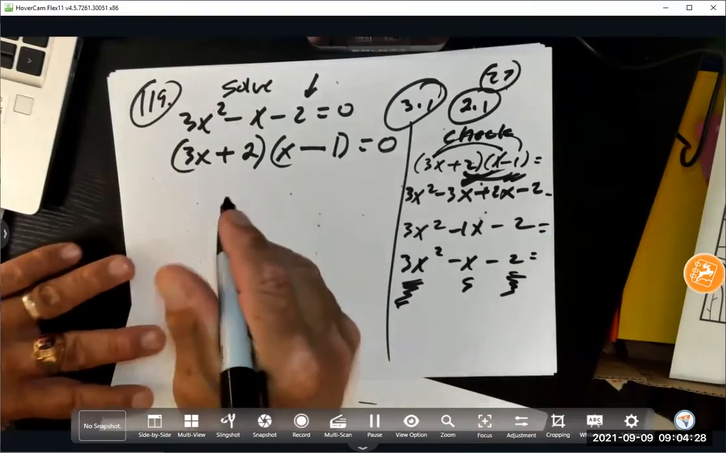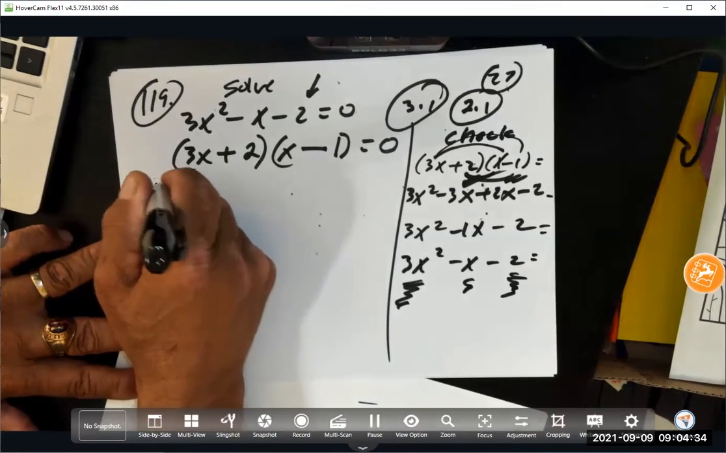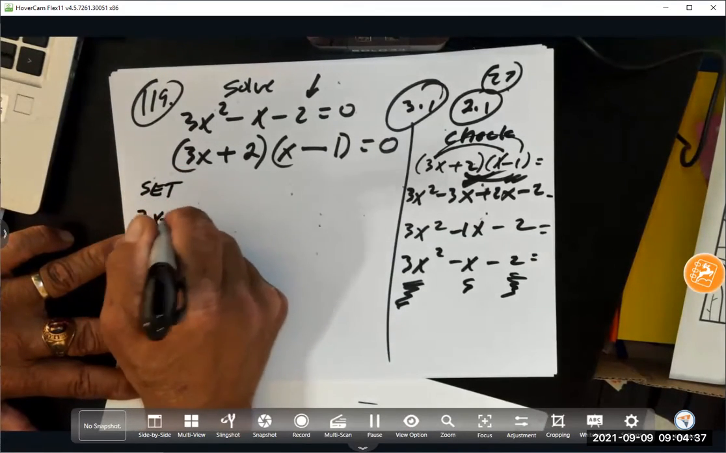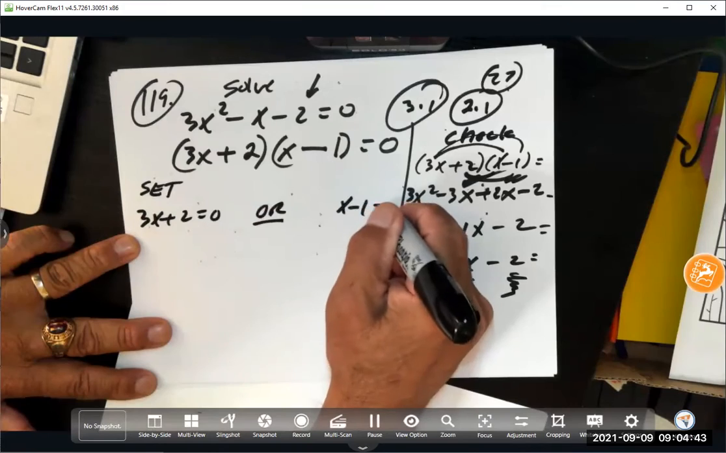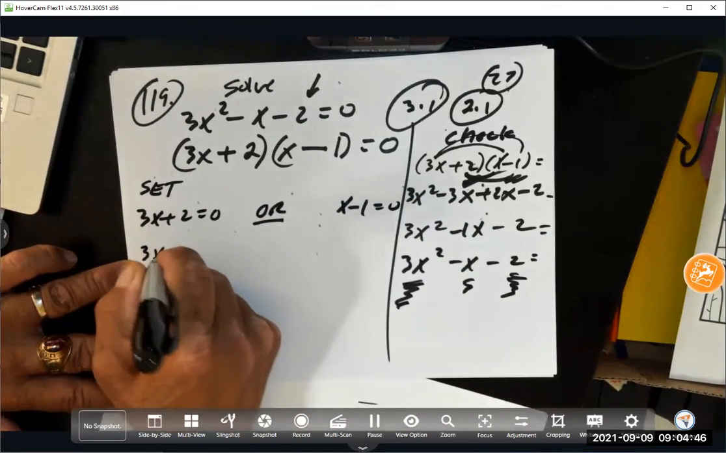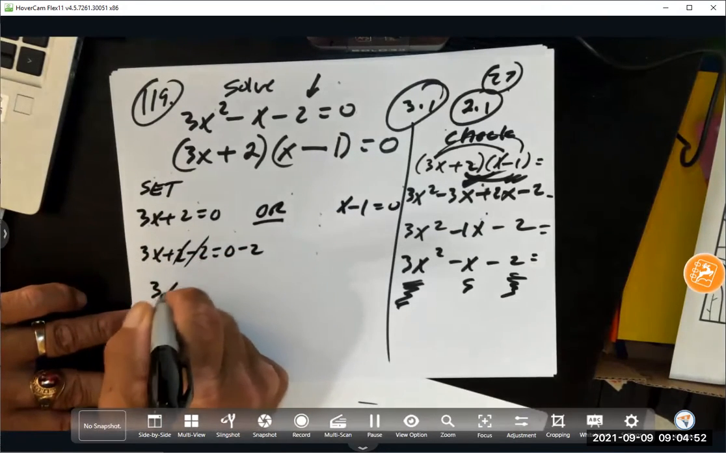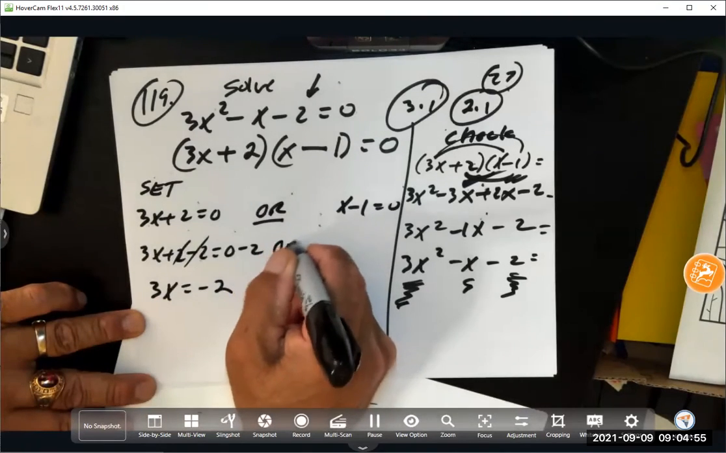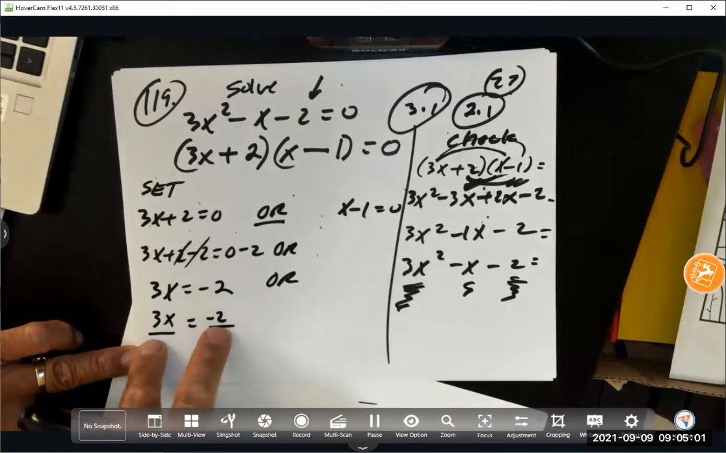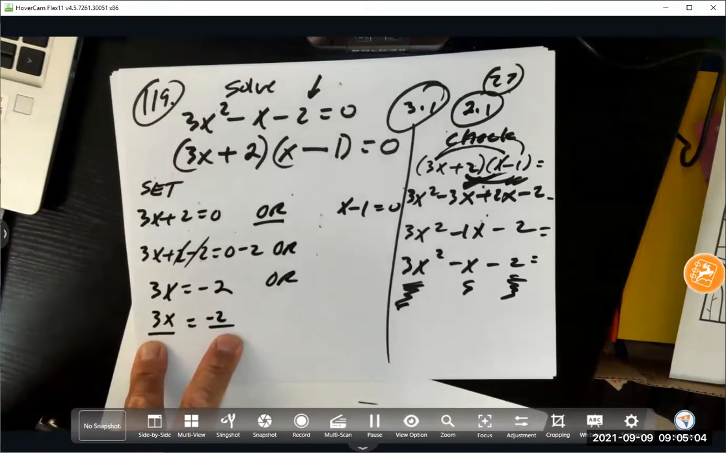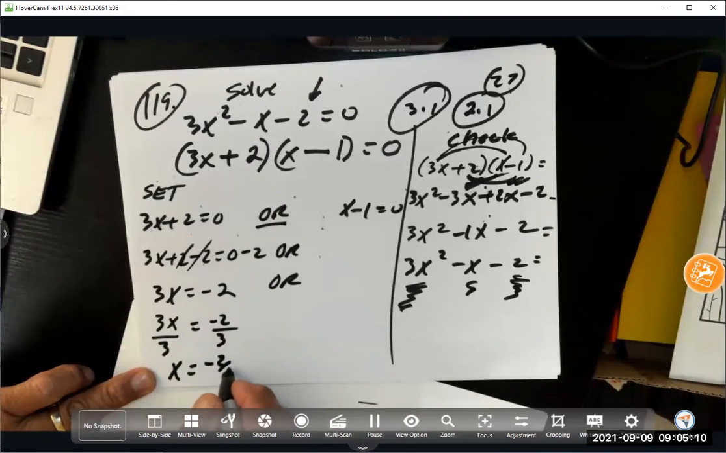We're going to do them. So now, since this is the right way, I checked it. Yeah, it works. I'm going to set it up then. I can solve it. 3x plus 2 is 0. Or the other one, x minus 1 is 0. So 3x plus 2 minus 2 and 0 minus 2. These are gone. So 3x equals negative 2. So now, what's the next step? Divide by what? 3. Yeah, 3. So x is negative 2 over 3.